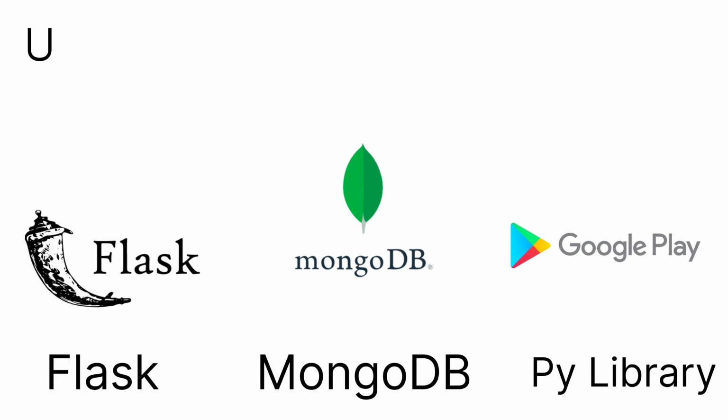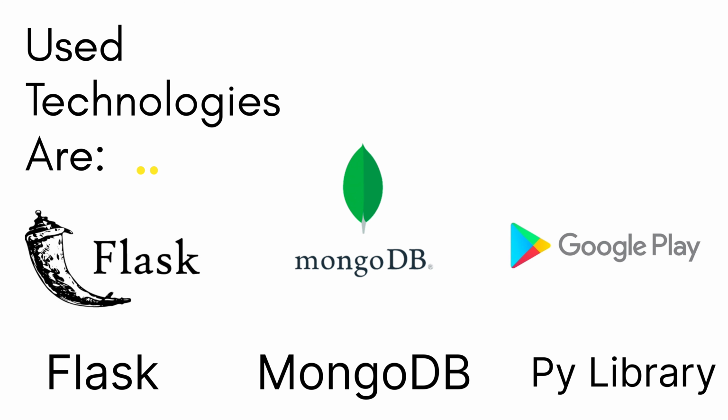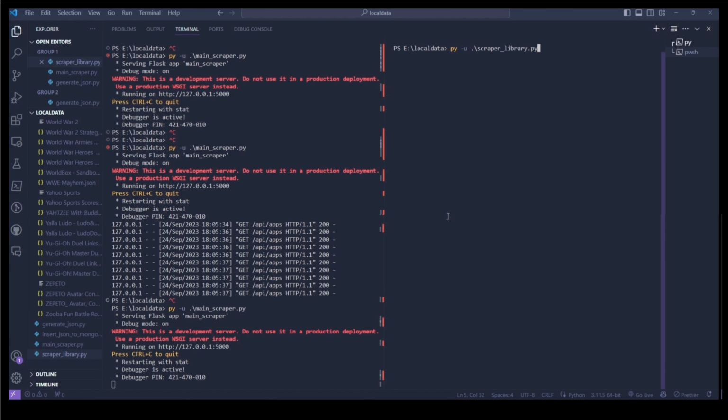To build this project, I chose technologies that are beginner friendly. I used Flask for creating the API, MongoDB as the database, and the Play Store Scraper library for data extraction. Now let me show you how data retrieval works.